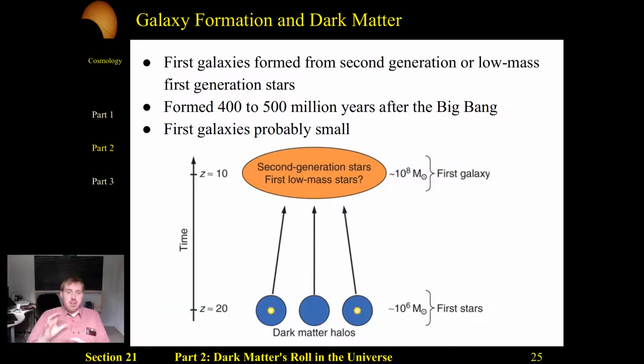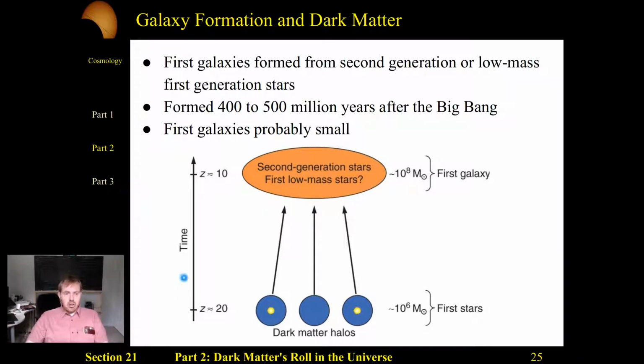So the first galaxies formed from those second generation stars, or those long living low mass first generation stars. And this would have been about 400 to 500 million years after the Big Bang.